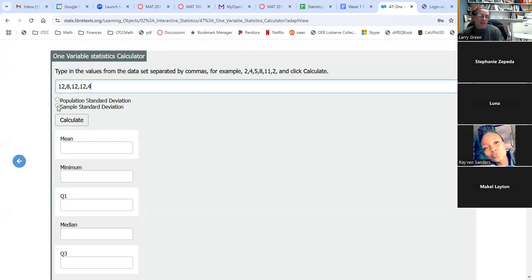So that means I'm going to click sample standard deviation and hit calculate. Was that hard or was that easy? Yeah, so I try to make the calculator easy. I programmed this. I made this calculator. But if you ever have any suggestions to make it easier, let me know. But in this one, that's all you had to do.